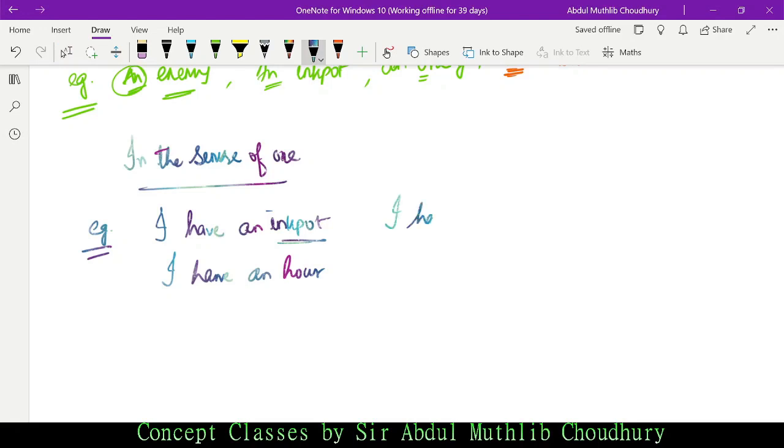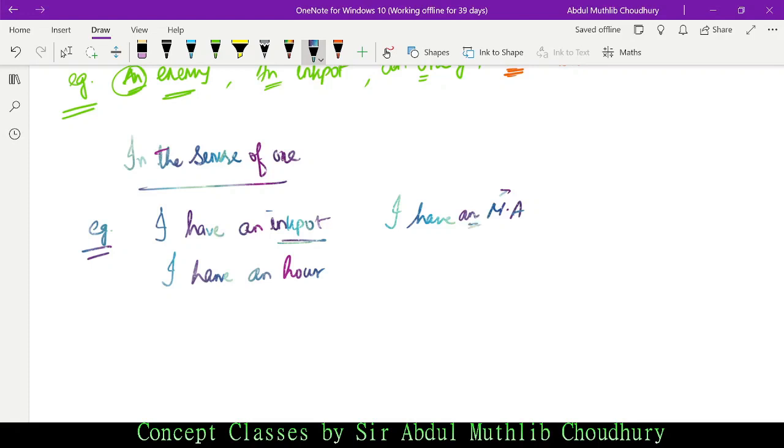Okay, I have an MA. Suppose MA. MA means Master of Arts. M, how do you pronounce this? Em. The letter M is pronounced with a vowel sound, so I shall use an.